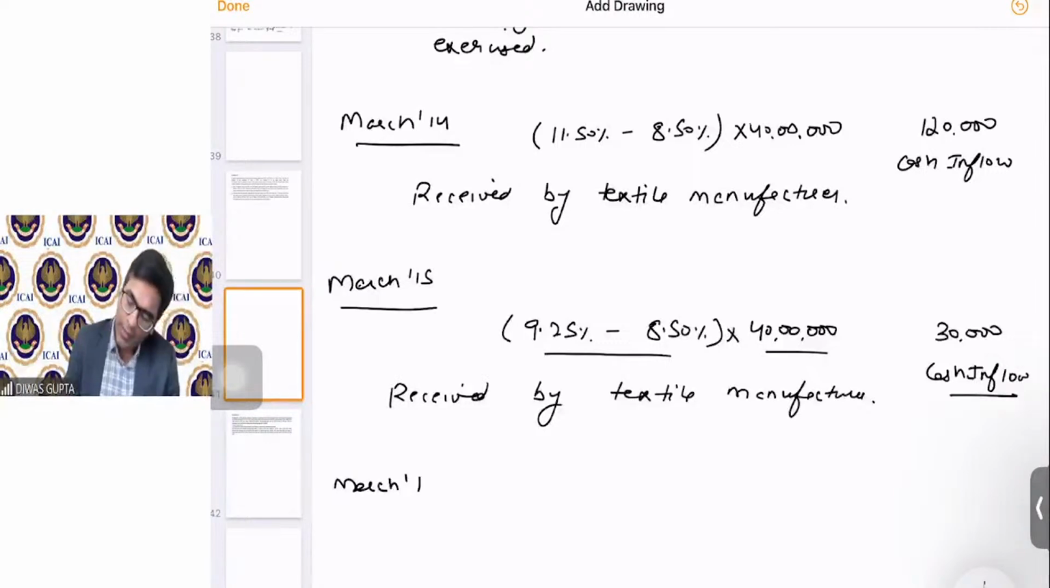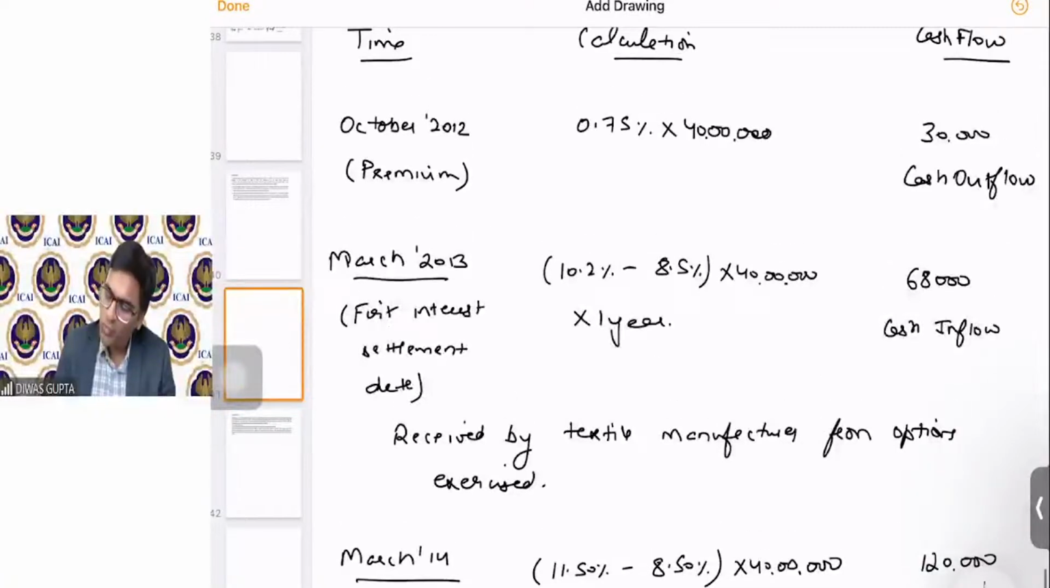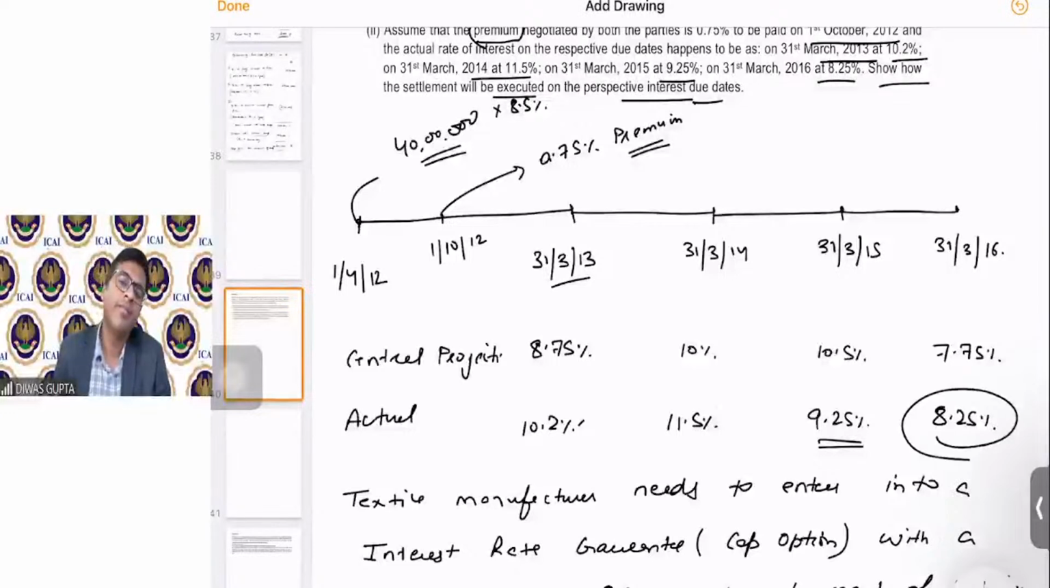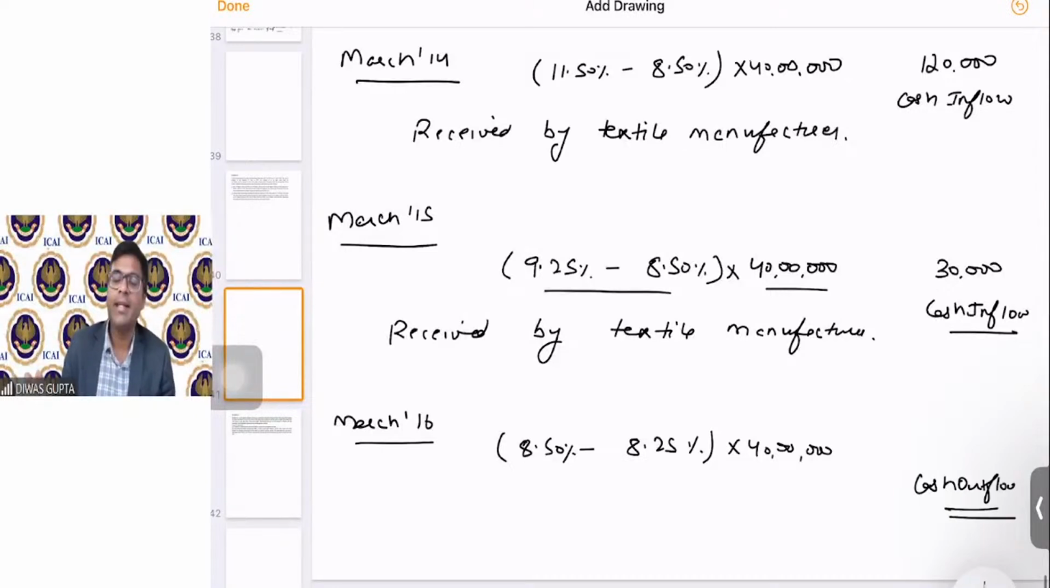For March 16, students, what is the rate of interest? 8.25. The rate is 8.5. So that means the textile manufacturer will pay the difference of 8.5 minus 8.25. This will be a cash outflow. Come on, students, tell me, is it the right thing that I mentioned?